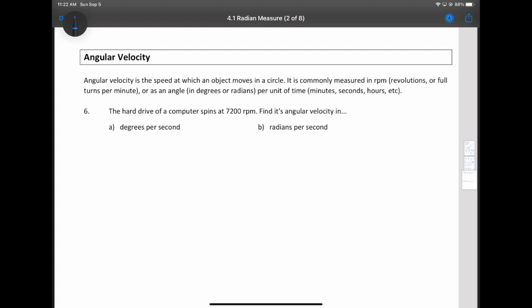So we often apply this to things like motors, wheels on cars, hard drives, which is a fairly decent thing to know about if you're buying a new hard drive. For instance, in example 6 here, I mentioned that the computer spins the hard drive at 7,200 RPM, which is revolutions per minute, or means it spins around 7,200 circles in a minute, and we want to find its angular velocity in either degrees per second or radians per second, or in our case for this example, both.